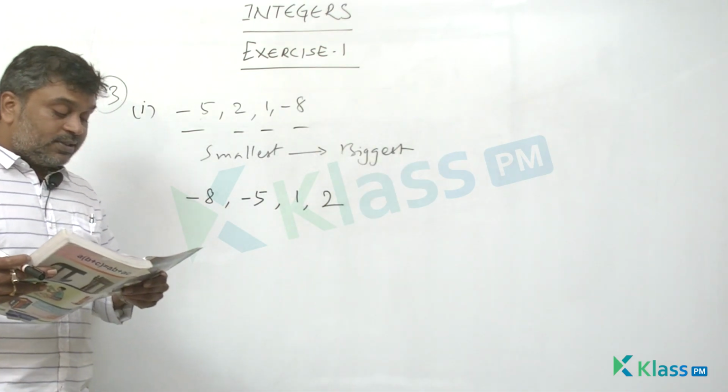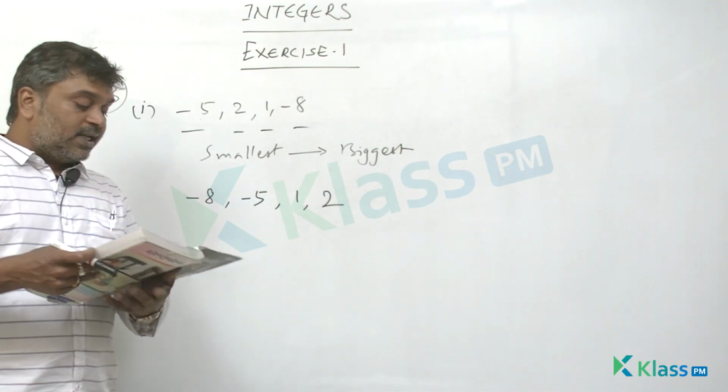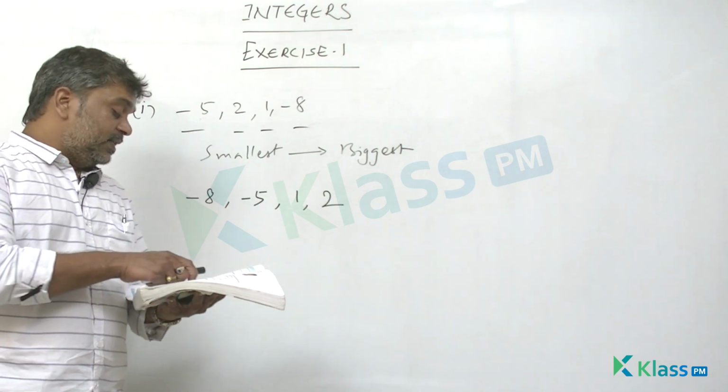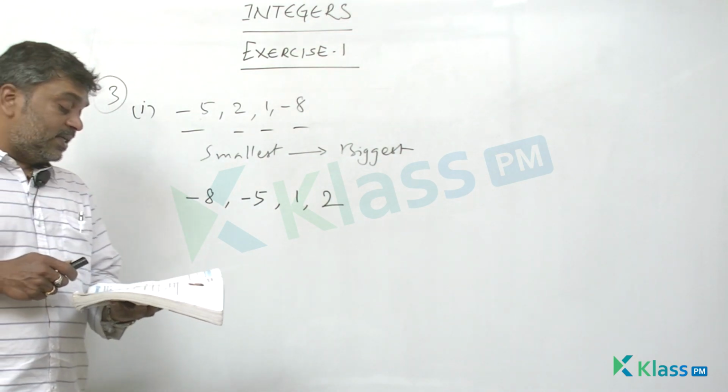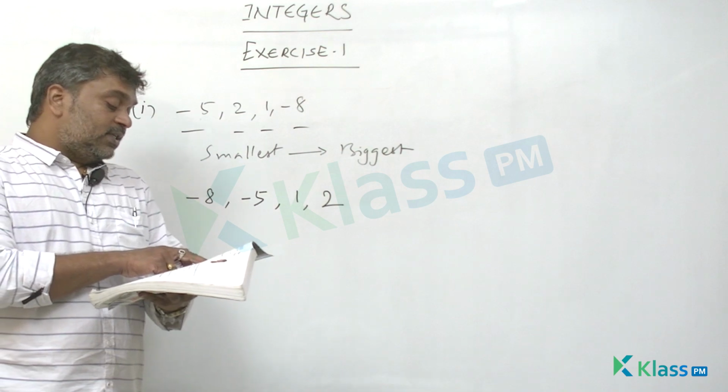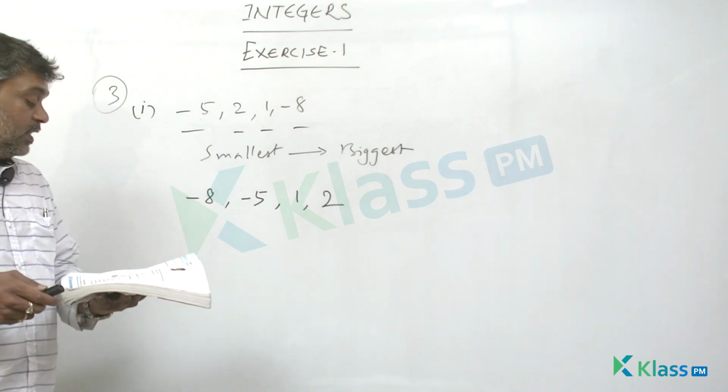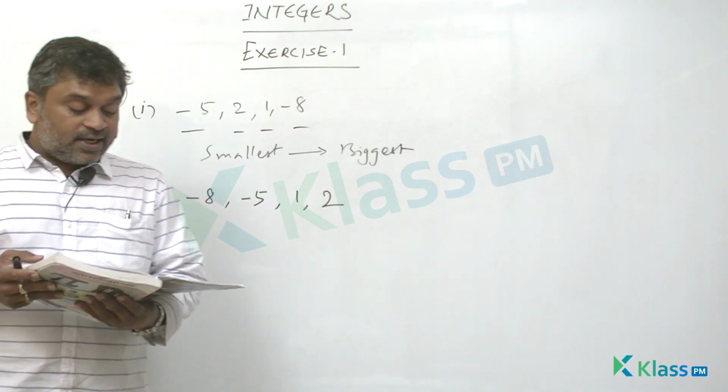The second part of the third question is minus 4, minus 3, minus 5, minus 2. For this also, you have to write these four numbers in ascending order. So the answer is minus 5, minus 4, minus 3, minus 2. The third part: minus 10, minus 15, minus 7.